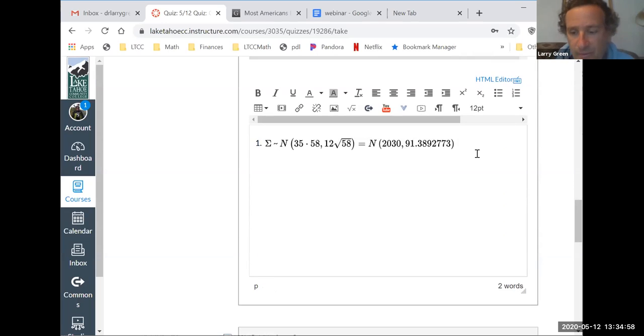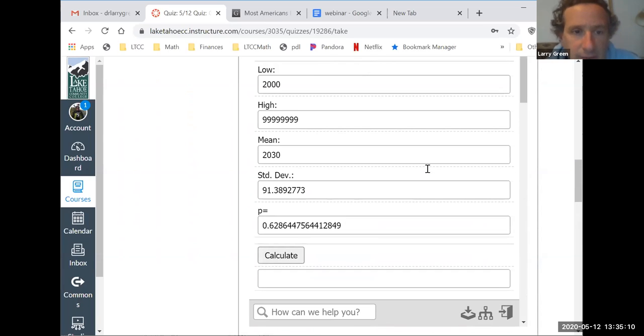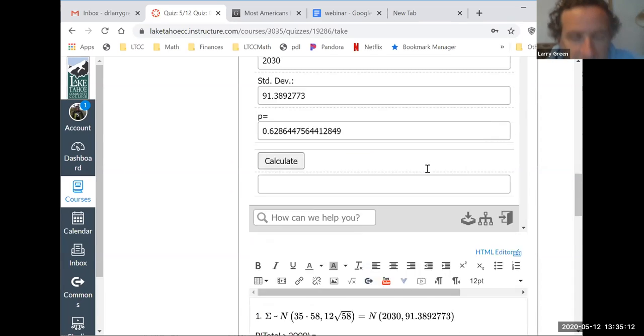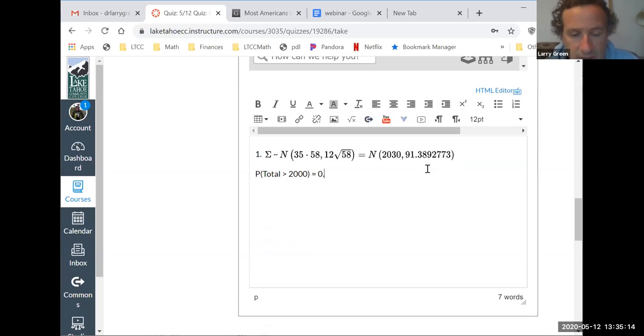Let's write that out. So the probability that the total is greater than 2,000 is equal to, again, that was 0.6286. Any questions so far?